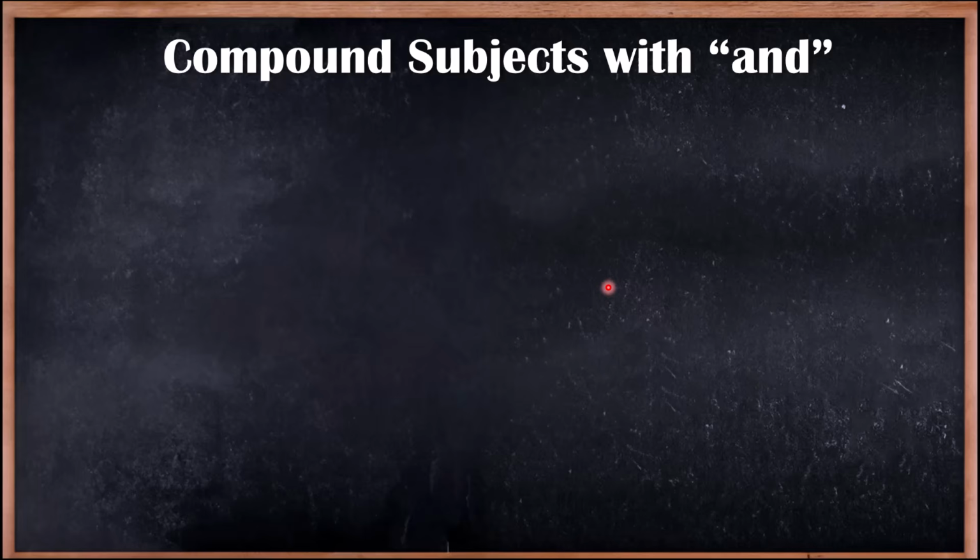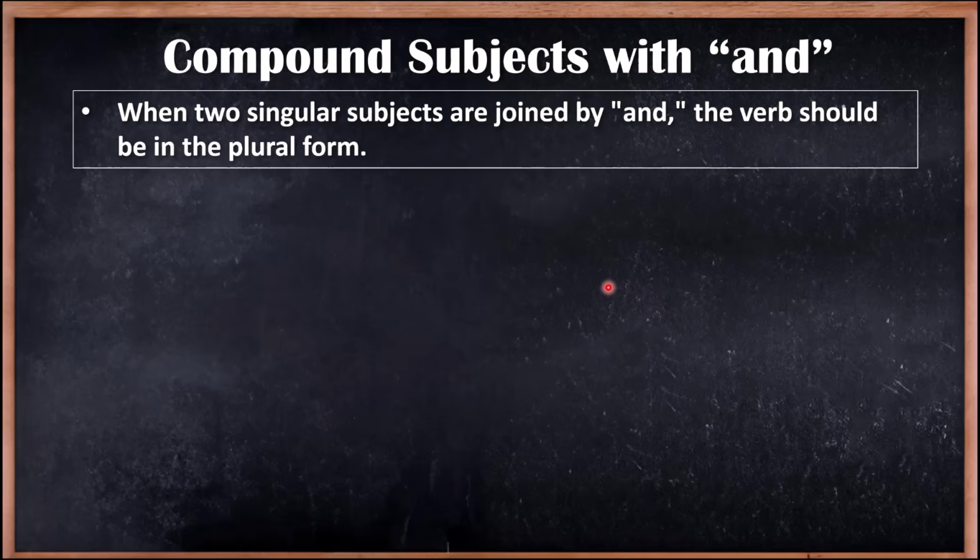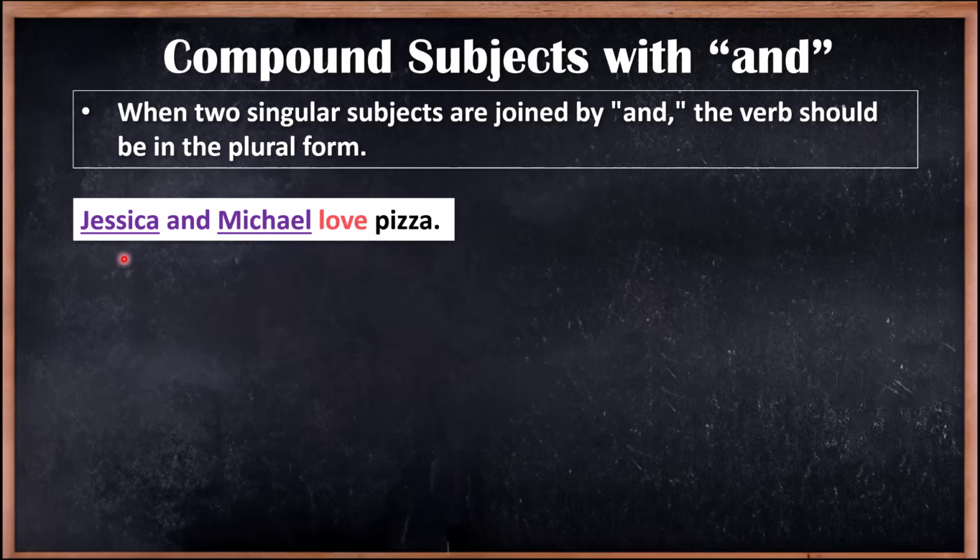This can be confusing for people. When 2 singular subjects are joined by the coordinating conjunction and, the verb should be in the plural form. For example, Jessica and Michael love pizza. We don't say Jessica and Michael loves pizza because we need a plural verb.